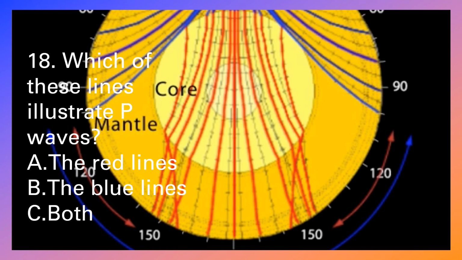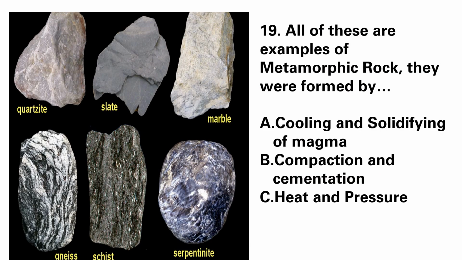Number 19. All of these are examples of metamorphic rock. They were formed by A, cooling and solidifying of magma, B, compaction and cementation, or C, heat and pressure.